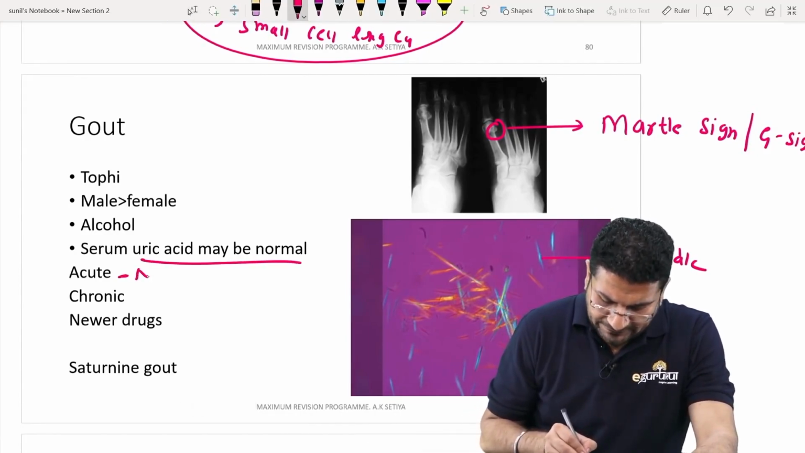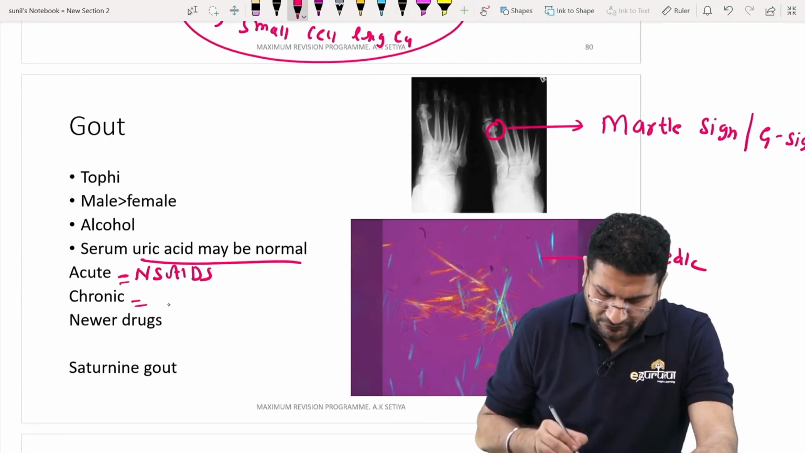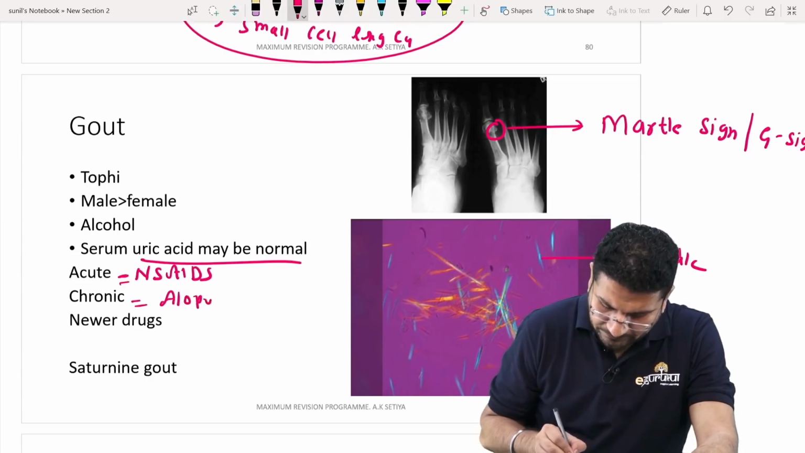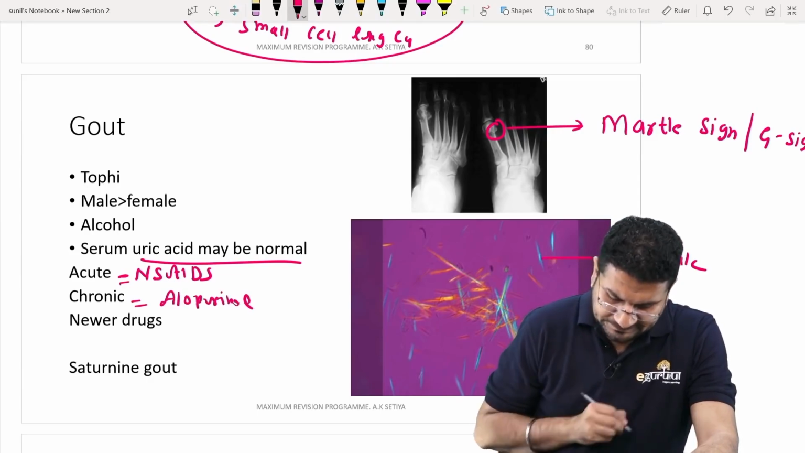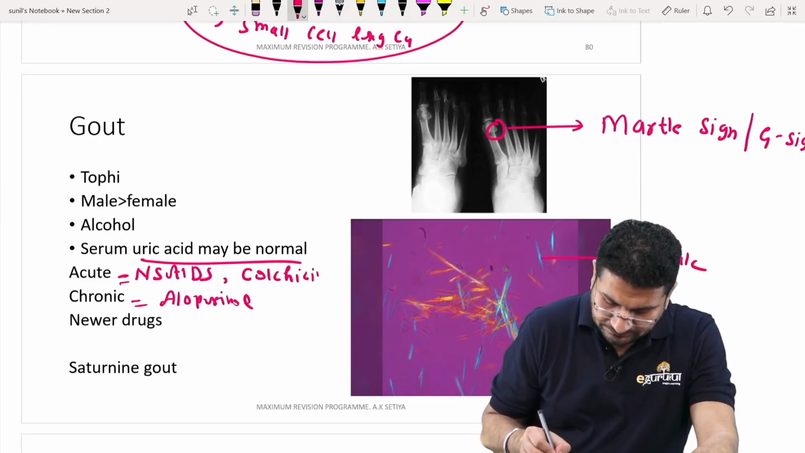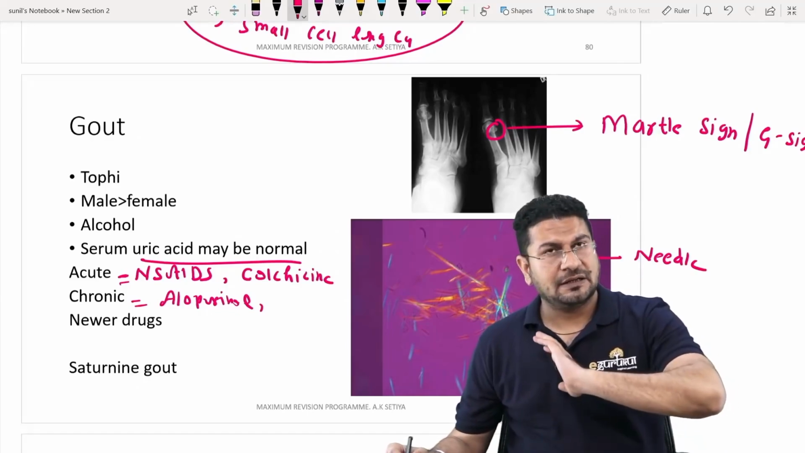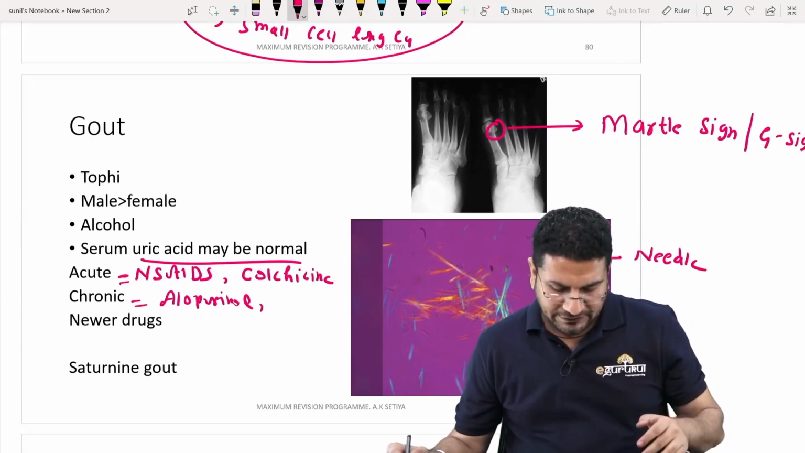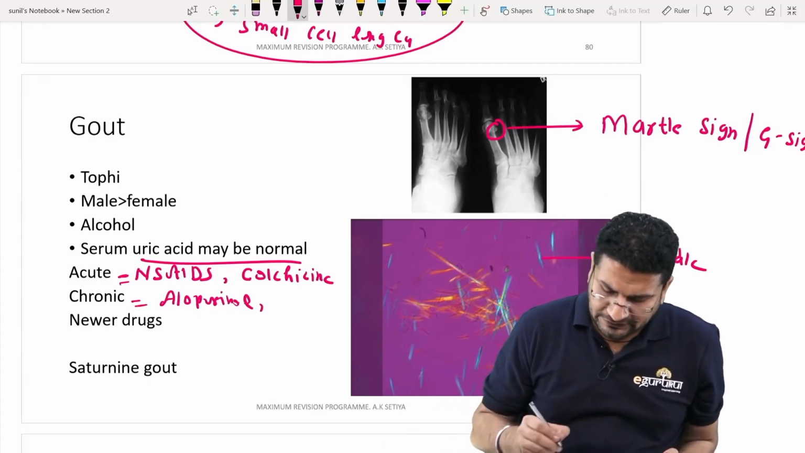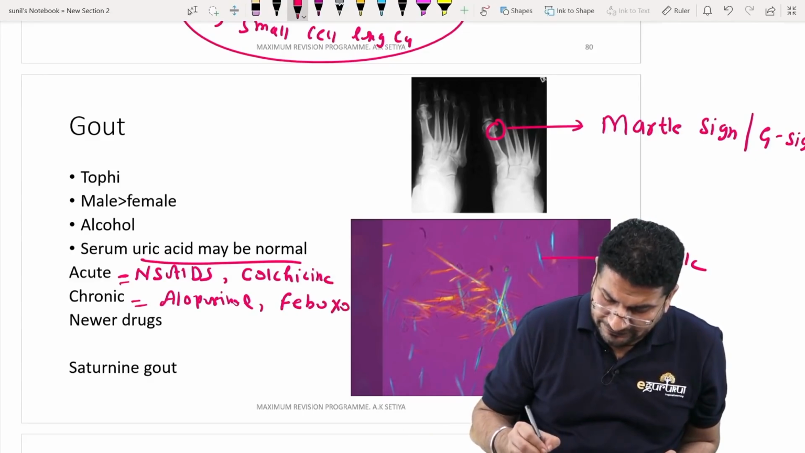In acute gout, if I say the drug of choice is NSAIDs. In chronic gout, the drug of choice will be allopurinol. In acute gout, we can also use colchicine. Similarly, in chronic gout, allopurinol is the main drug. But sometimes there is indication like allopurinol if we avoid in patient of CKD or acute kidney injury. In that case, renal safety is more with febuxostat.